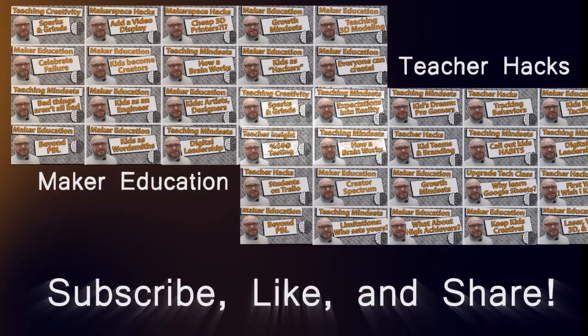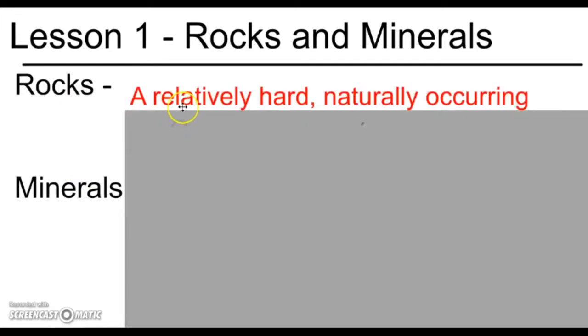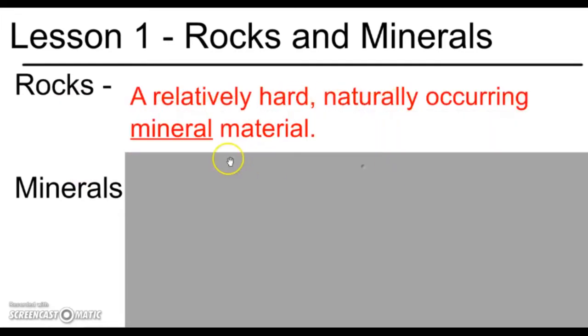So the lesson one notes here, pretty simple. First we're going to talk about rocks and minerals. Well, rocks are a relatively hard, naturally occurring mineral material here. So this mineral material, what is a mineral?